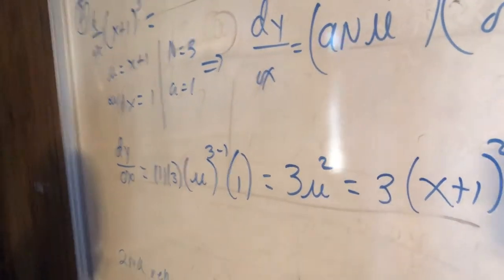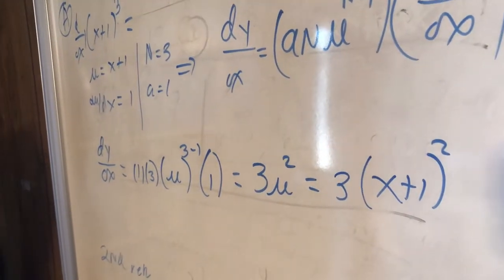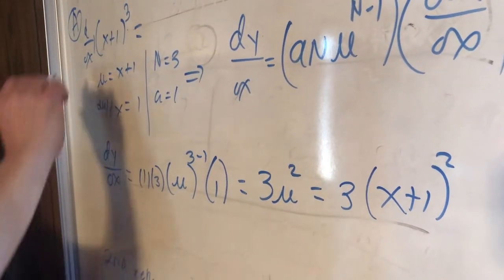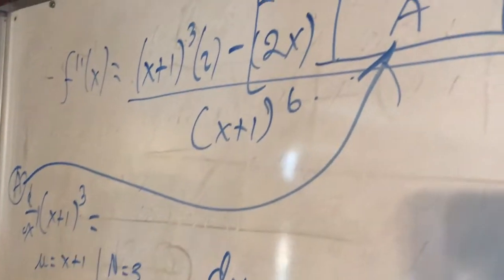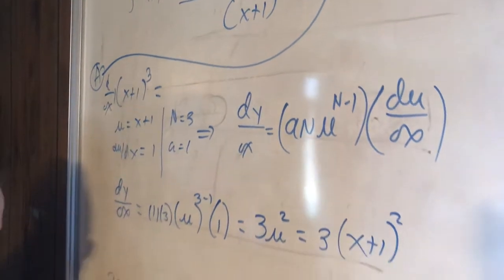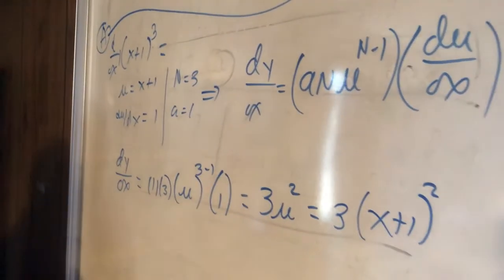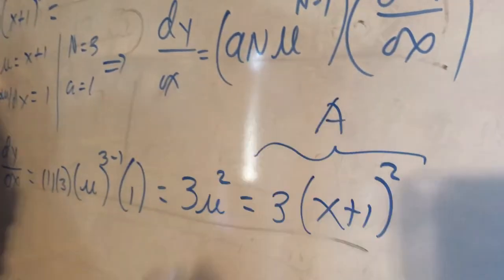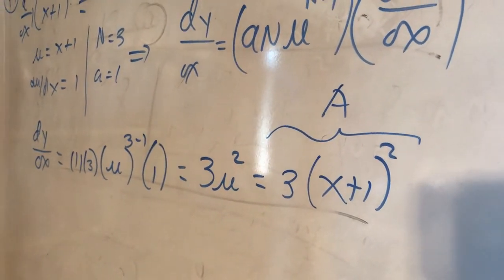Okay, now that should check with what you have here. So now what I want to do is put that back into here. So I'm going to put a back into here. Okay, so I'm going to rewrite that whole thing and put the a back. And what is a? A is simply this: the derivative of (x plus 1) to the third, which is the chain rule.